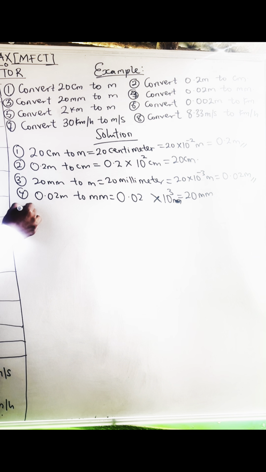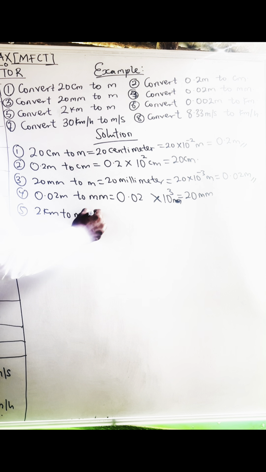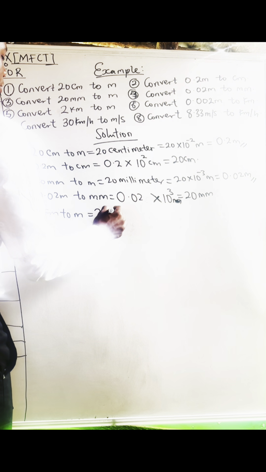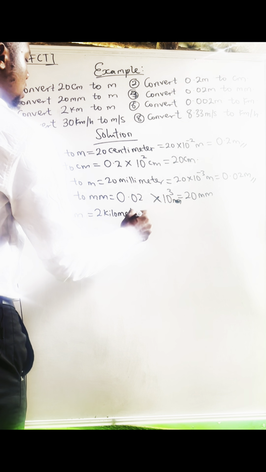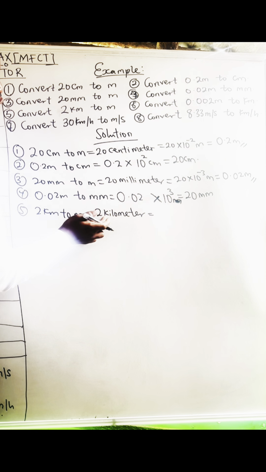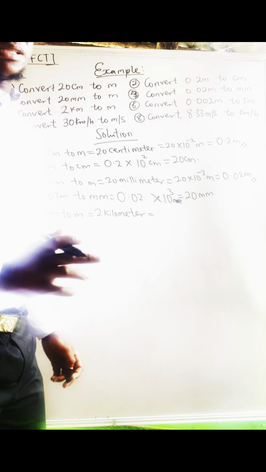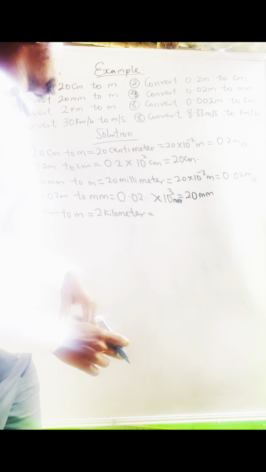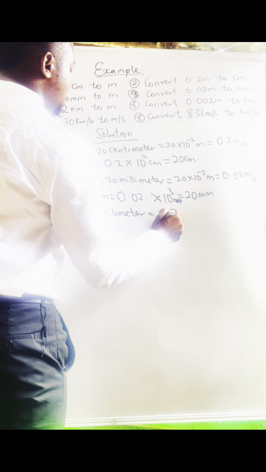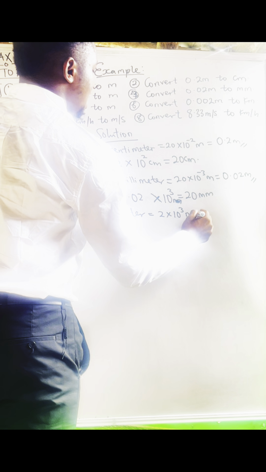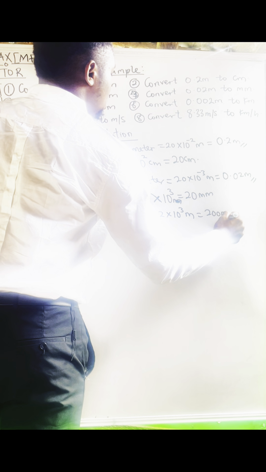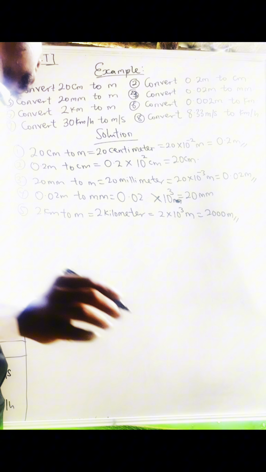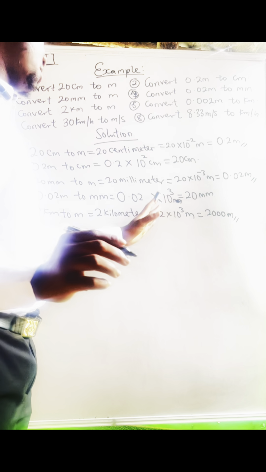The fifth question. Convert 2 kilometer to meter. Remember that you can write it as 2 kilometer. And do not forget, this kilo simply represents 10 raised to power 3, which is 1000, right? So kilo represents 10 raised to power 3 from the standard prefixes we've talked about. So this will just turn to 2 times 10 raised to power 3 meter, and this is equal to 2000 meter. This simply means that in order to convert kilometer to meter, multiply by what? 10 raised to power 3.